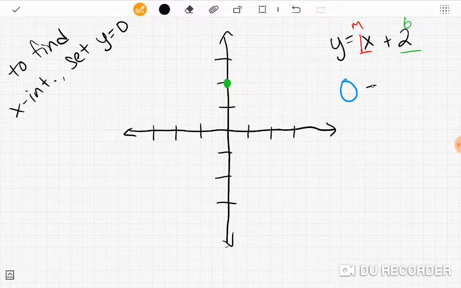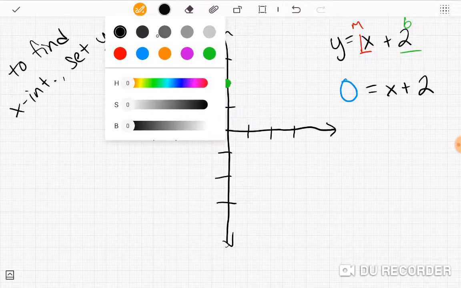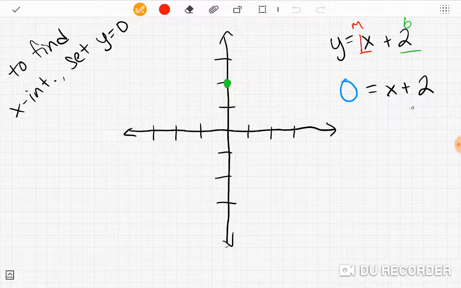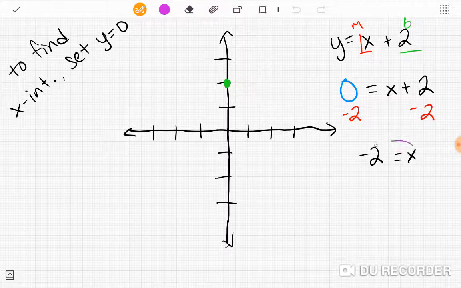So now we have 0 equals x plus 2. Well, if I wanted to get my x by itself, I have to do the opposite of that plus 2 to move it to the other side. So the opposite of plus 2 is minus 2. What I do to one side, I do to the other side. And that means that I'm going to get that my x value is negative 2. So I just solved for my x-intercept. My x-intercept is negative 2.